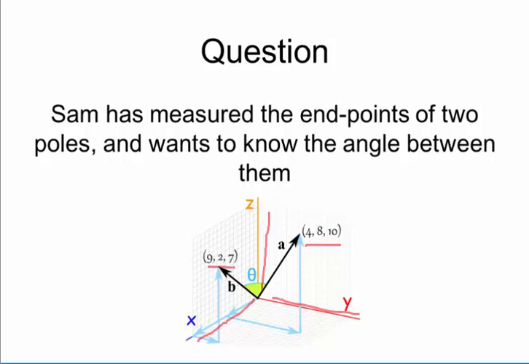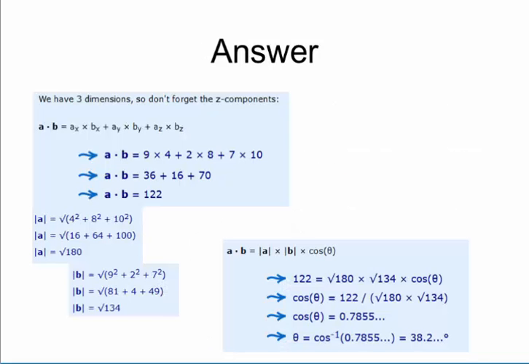Okay. Thank you. Now, we have 3 dimensions, so you're just reminded here not to forget the z component. But the dot product is A times B going through the x, the y, the z. So we use 9 times 4 plus 2 times 8 plus 7 times 10, which gives us 122. All right? So that is the dot product.